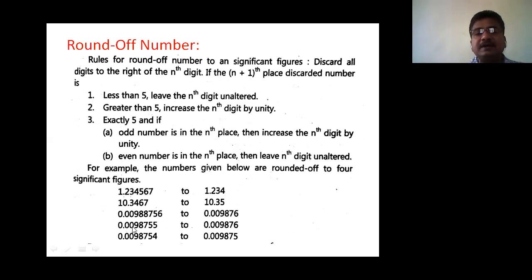So we have the number 9876. Okay, that is, the first discard digit is exactly 5. Then if the previous digit is odd, increase by 1. If the previous digit is even, then it remains as it is. Okay, so here the previous digit is 7, and therefore 9876.